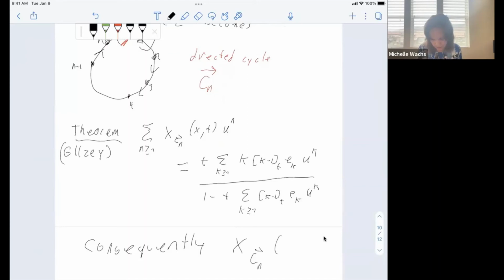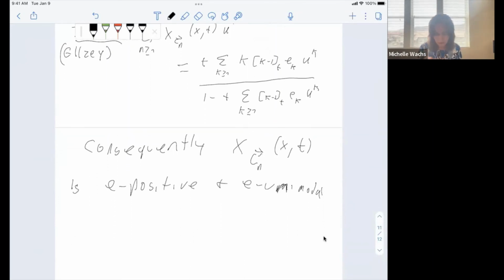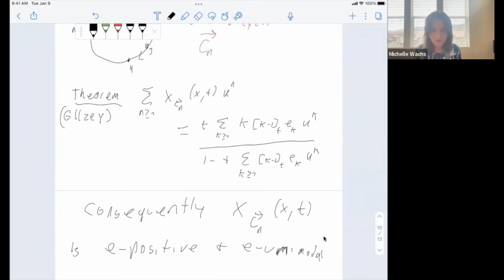XCN is e-unimodal, is e-positive, and e-unimodal. Brittany and I used this result to, when Brittany proved this result, the not pretty one, was just a conjecture, but we ended up using this result to prove the other result.